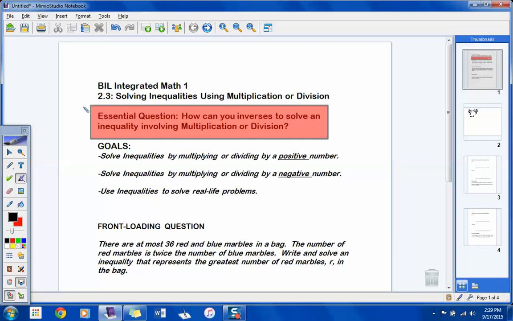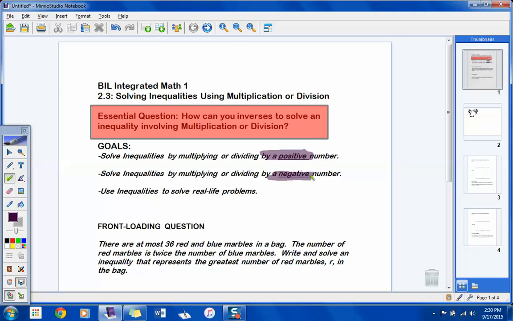Now, there's basically 3 goals that I want to hit. First one being solve inequalities by multiplying or dividing by a positive number. Some people mess this up a little bit, so make sure you pay attention to what I'm talking about. Second one, same thing, solving inequalities by multiplying or dividing by a negative number. Now we'll talk about what that looks like here in a second. And then finally, we're going to look at using some inequalities to solve real life problems.